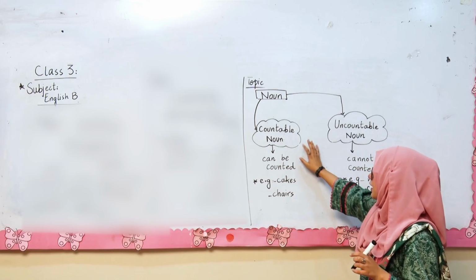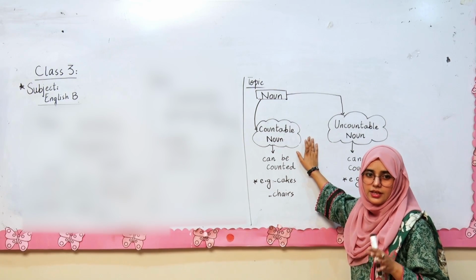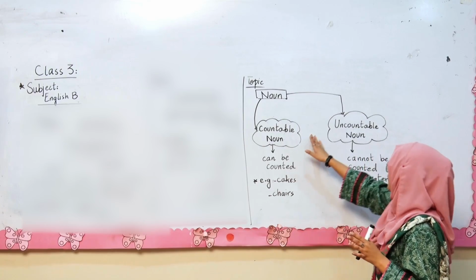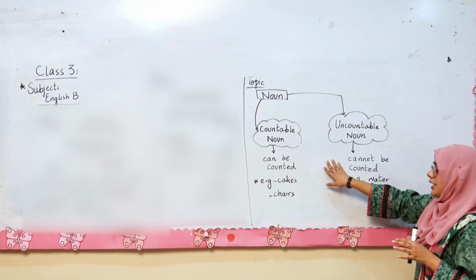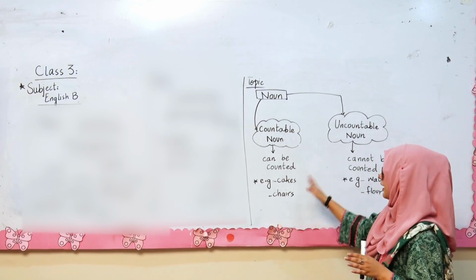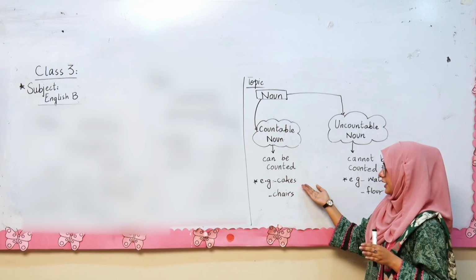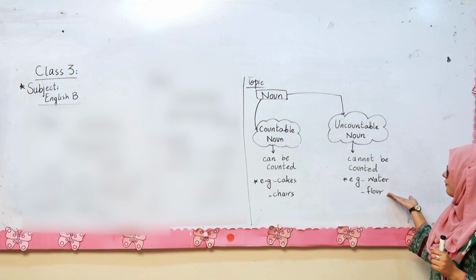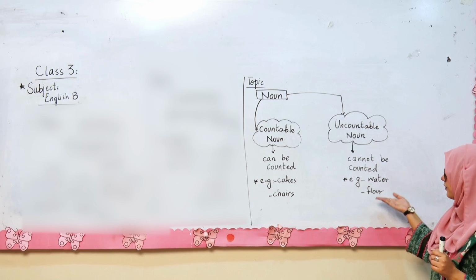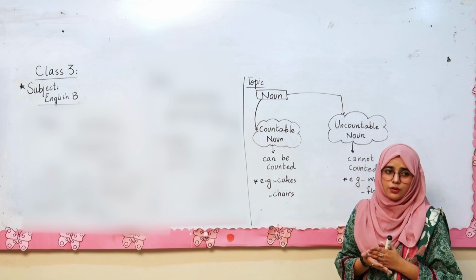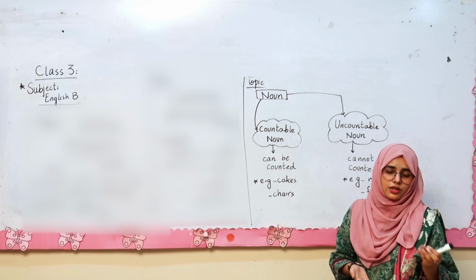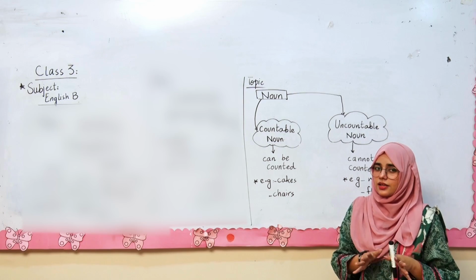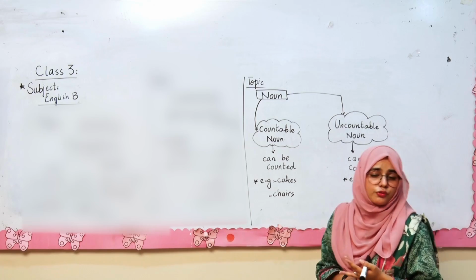Countable nouns are the nouns that can be counted, that you can count on your own. And uncountable nouns are the nouns that cannot be counted. The examples of countable nouns are cakes, chairs, students, many other things like that. And the examples of uncountable nouns are water, flour, or anything that you cannot count. You cannot count the water, you cannot count the grains of rice. These are uncountable nouns. Now we will move towards the worksheet.